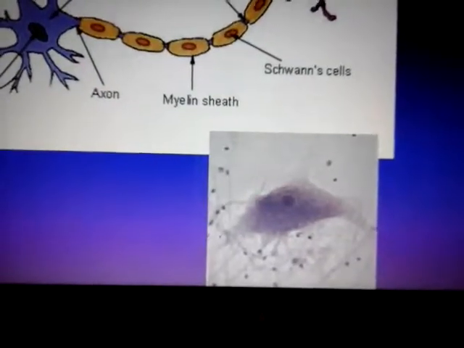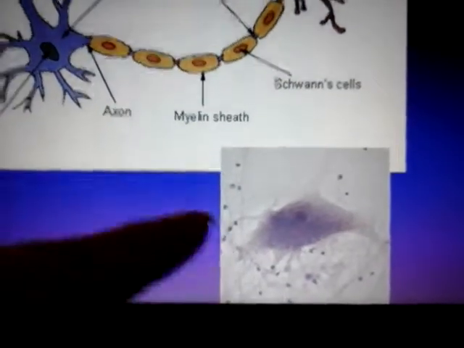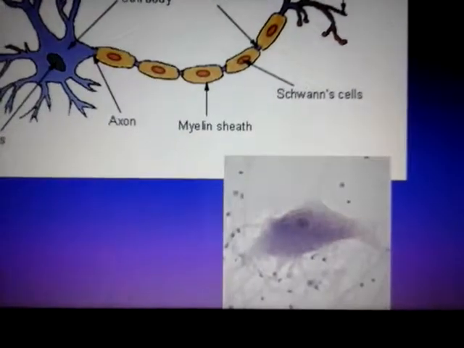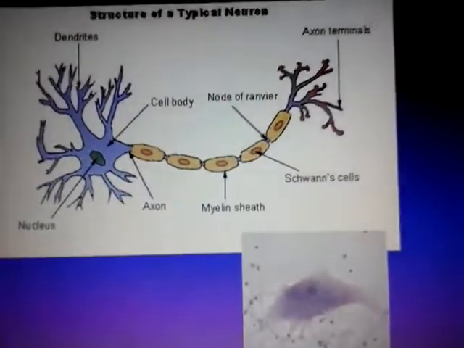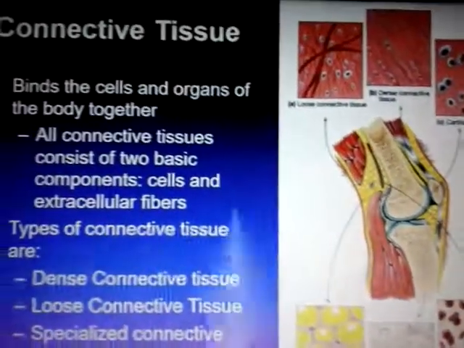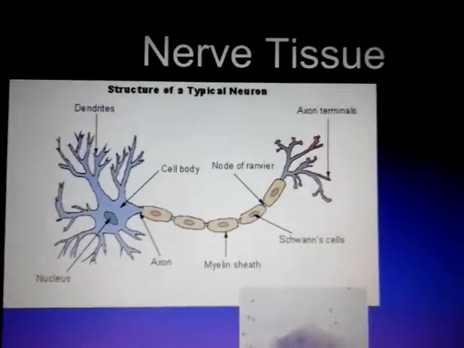So what you're seeing here, here's a cell body. These are all the dendrites coming off of it, and this right here is the axon. All those little black dots are probably cells or dirt particles that got trapped. Oops, next one. So that is muscle tissue and nervous tissue.